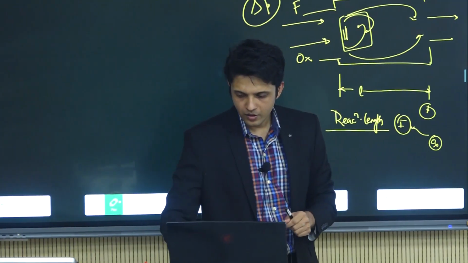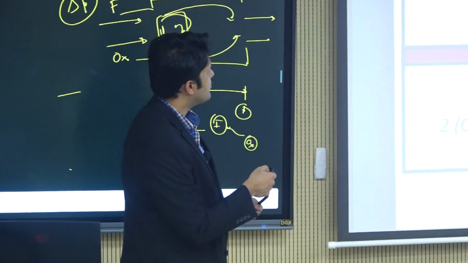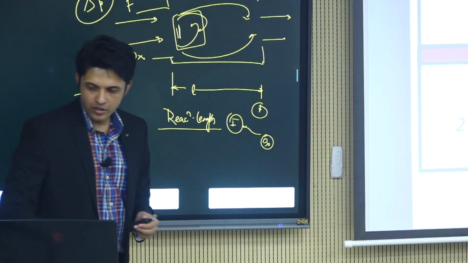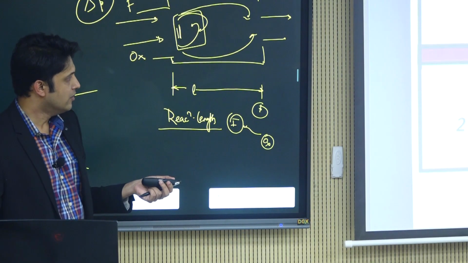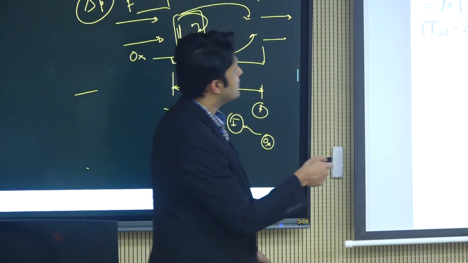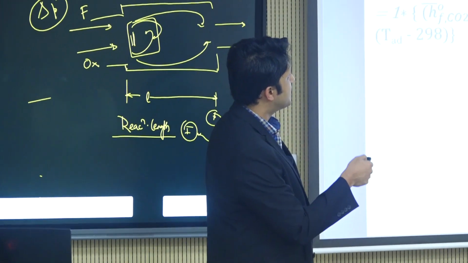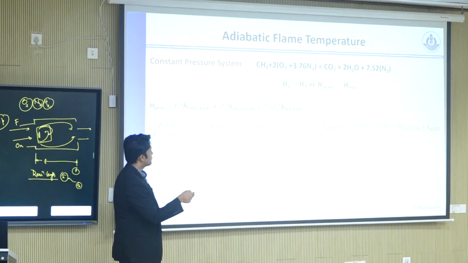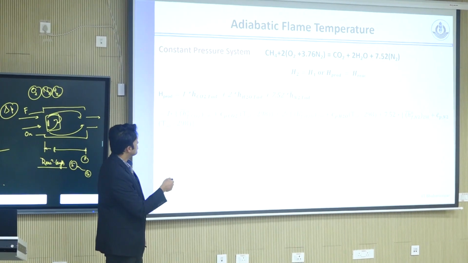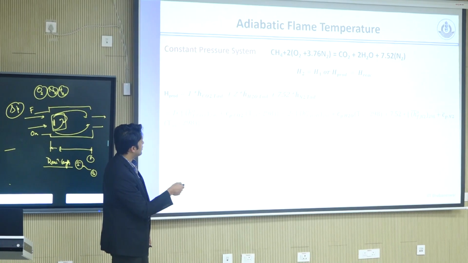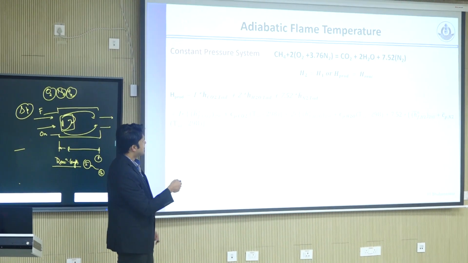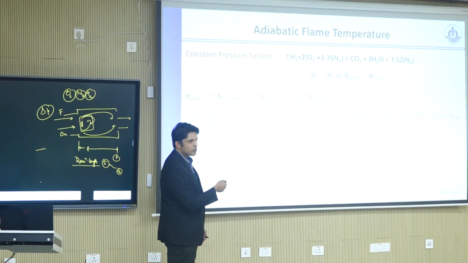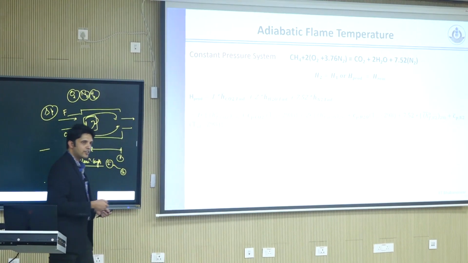Okay. So now that we know for a constant pressure system, the total enthalpy of reactants and total enthalpy of products are equal, and we know how to write enthalpy expressions, right? So now if you want to analyze this combustion reaction, methane plus air, equivalence ratio 1 gives CO2 plus 2H2O plus 7.52 nitrogen, what you want to do is you want to have the expression for enthalpy of products and enthalpy of reactants and equate them. Okay. What is unknown here? We don't know what is the temperature of the products. That is the unknown that we are trying to solve for.